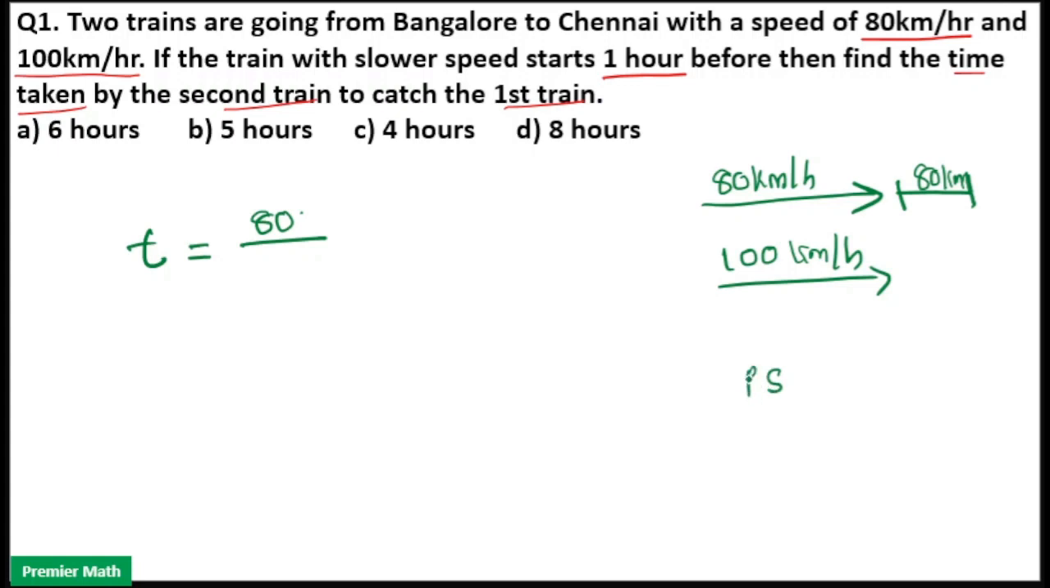speed, which is equal to relative speed. Relative speed, both are traveling in the same direction, that means 100 minus 80 equal to 20 km per hour is the relative speed. So 80 by 20 is equal to 4 hours. So the faster train needs 4 hours to catch up with the slower train. So option C is your answer.